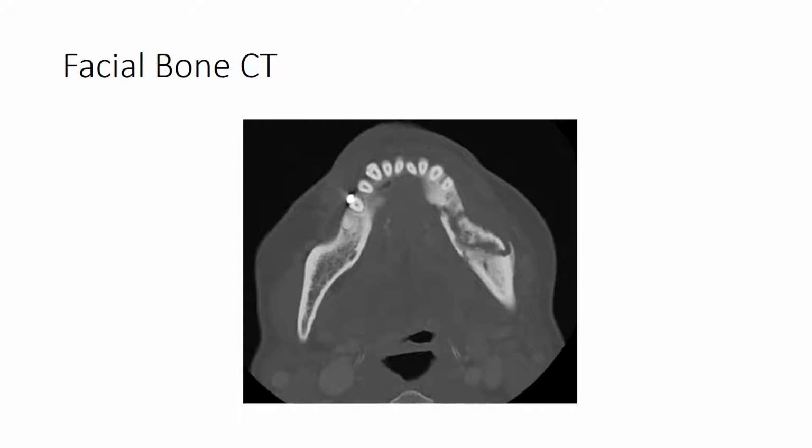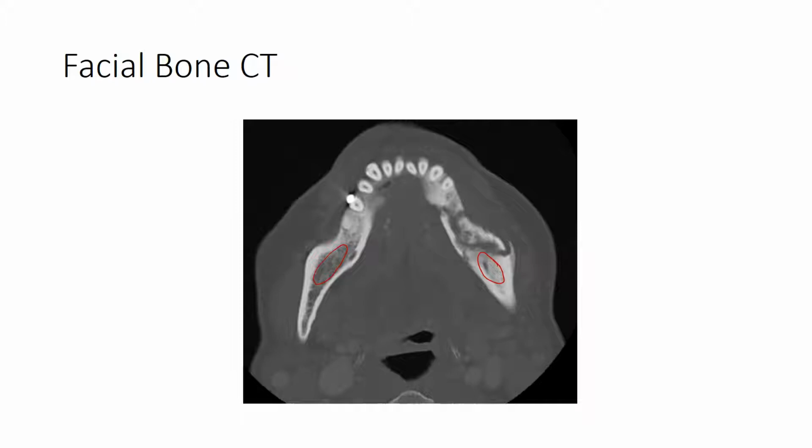bone windows. And clearly there's an asymmetry here. Lot to go over here. So couple things. One, you see the normal trabecular pattern here on the right, and then this sclerotic trabecular pattern here. So that's abnormal. What else is abnormal?